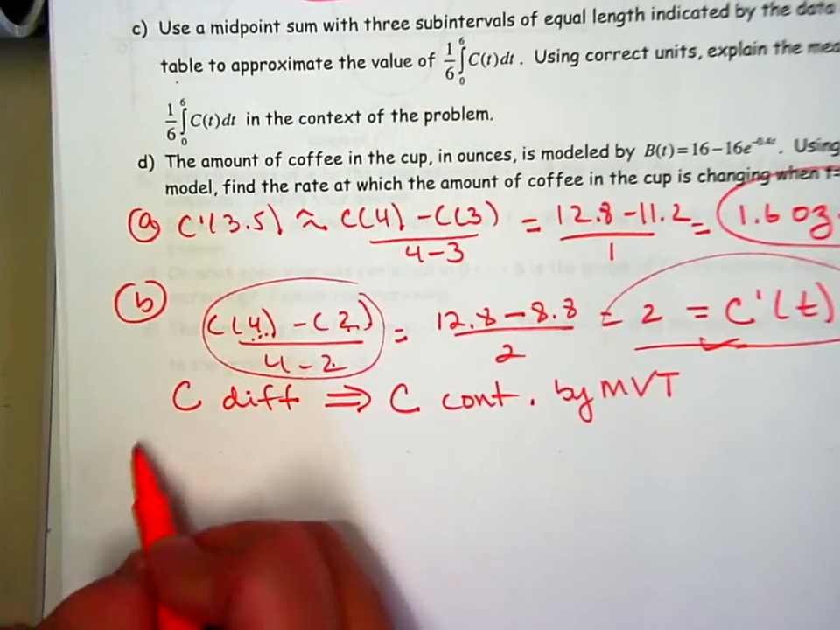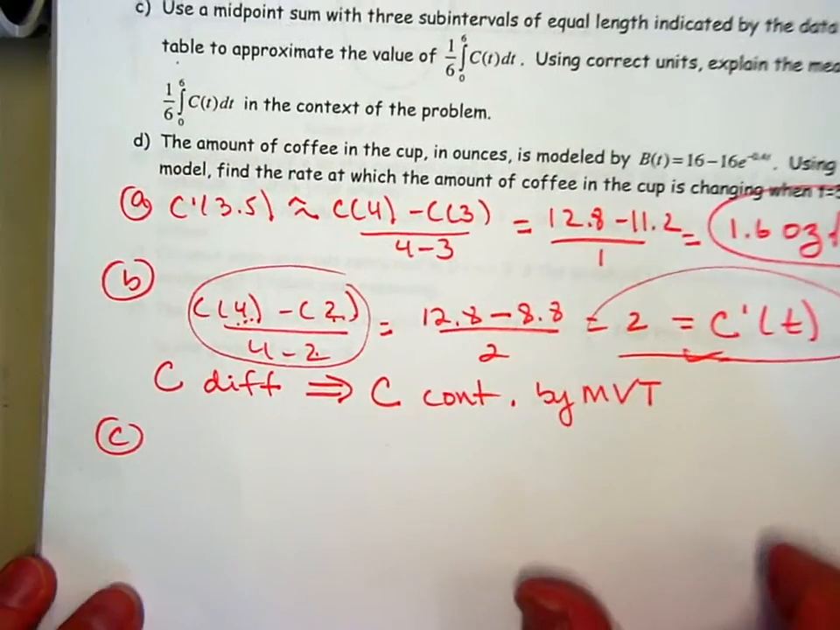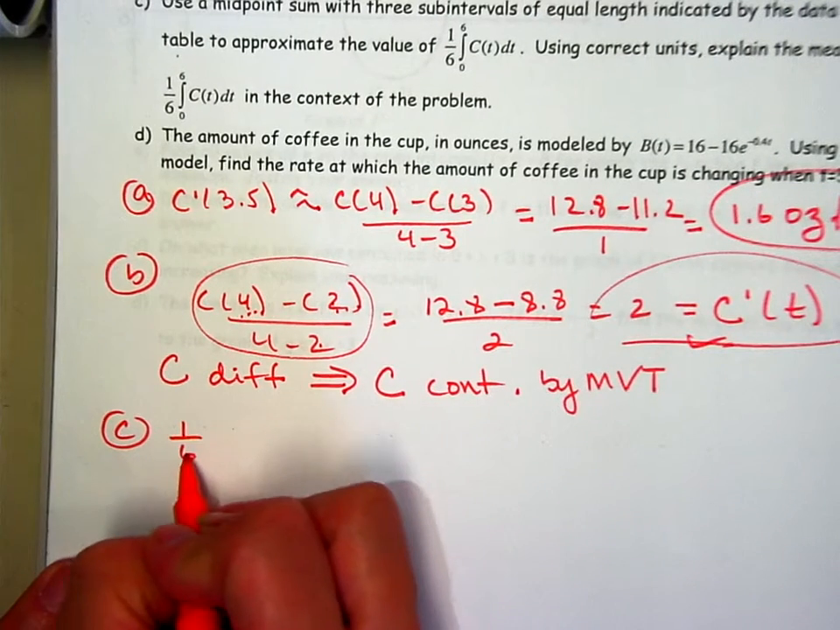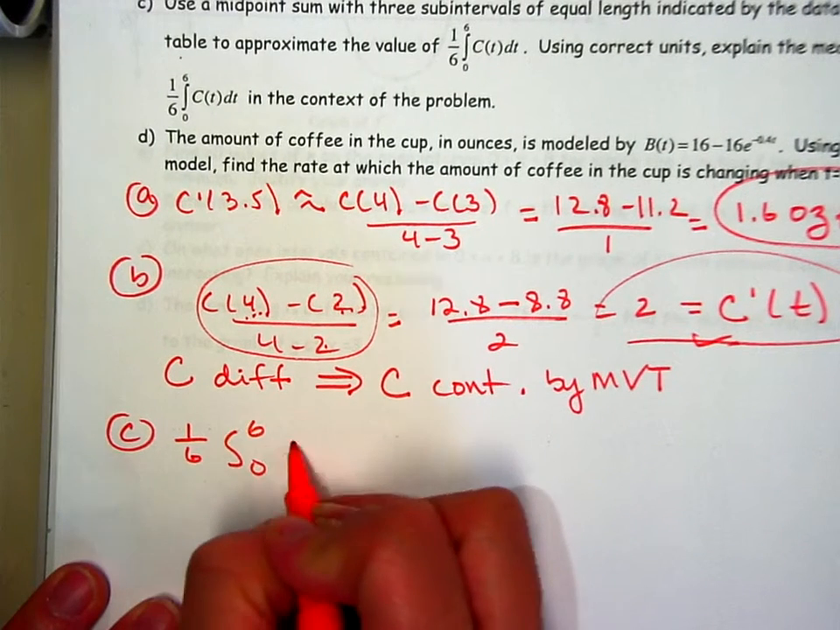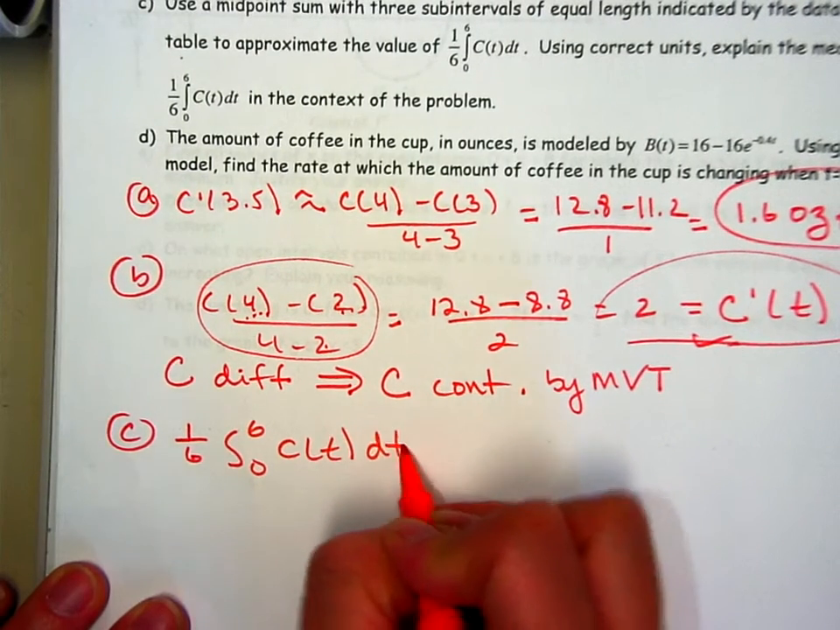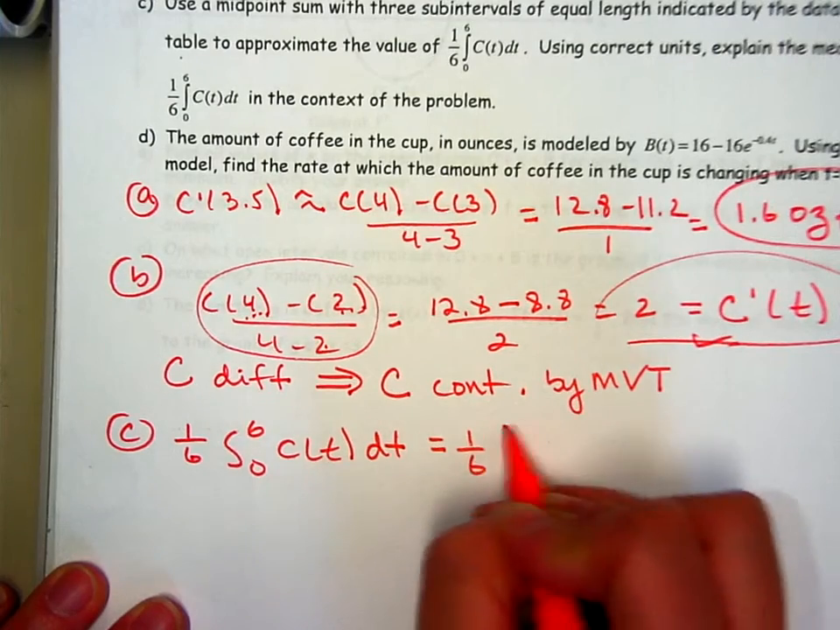Okay, part C, this is your midpoints. Okay, but they want you to come up with an approximation for this integral using a midpoint. So that 1/6 is a constant multiple. I'm going to pull that in the front.